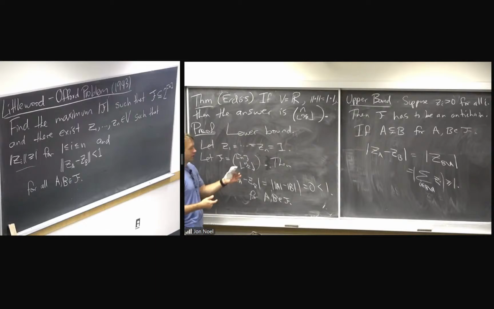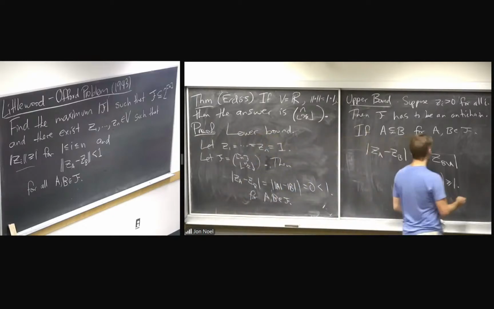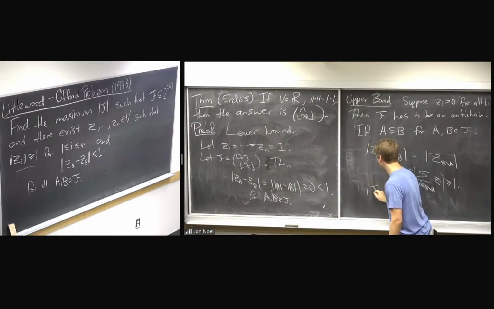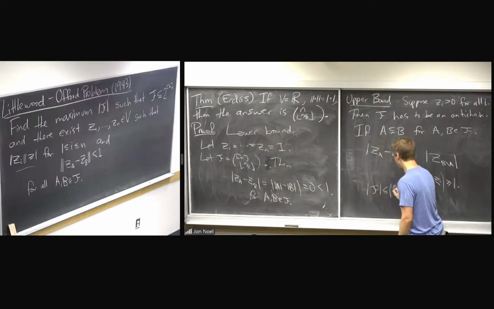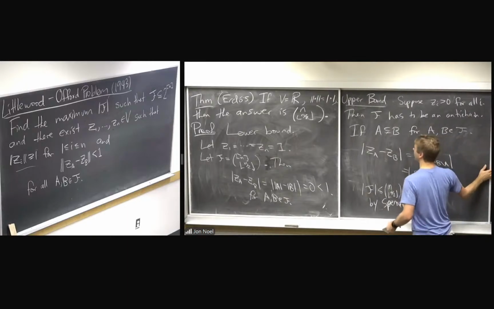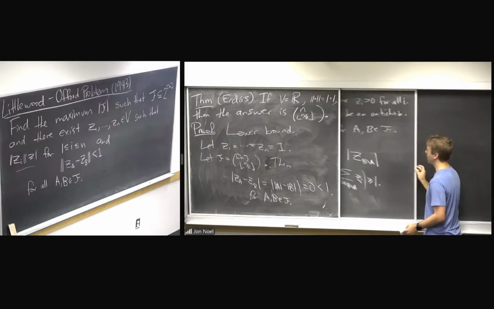OK, so like I said, this is an ideal situation, but this connects to Sperner's theorem. In this case where everything's positive, you definitely get that this is at most n choose n over 2 by Sperner's theorem. And it turns out if you have negative numbers in your list of numbers, then you can just do some fiddling.